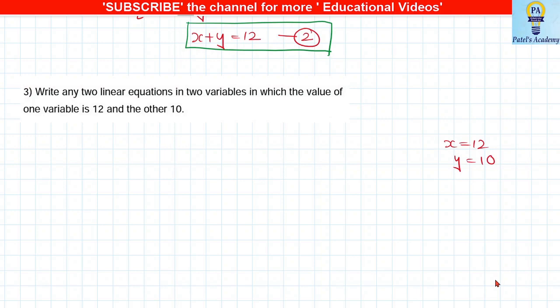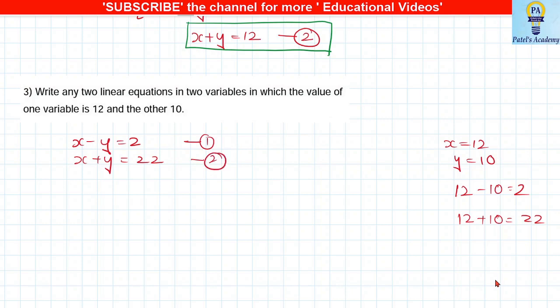The easiest is addition and subtraction. So if I subtract 12 and 10, what I get? 2. And if I add 12 and 10, what I'll get? 22. So x minus y equals to 2 and x plus y equals to 22. We formed the two equations. You can form any other equation, but this is going to be the easiest one. One of the answers is 12 and another answer is 10. So the difference is of 2 and addition is of 22.